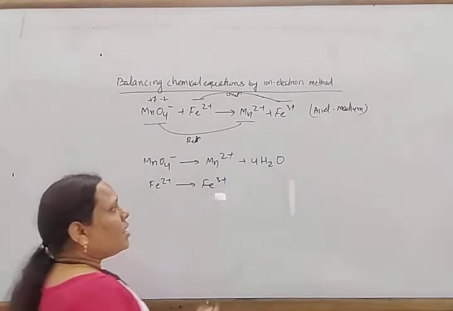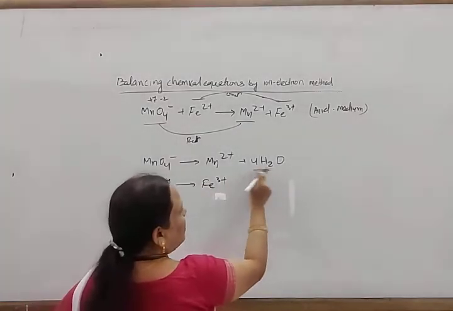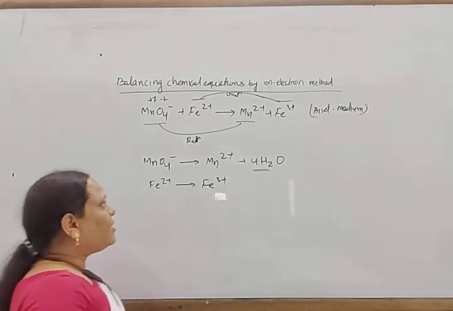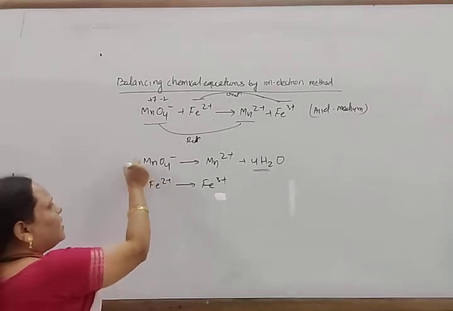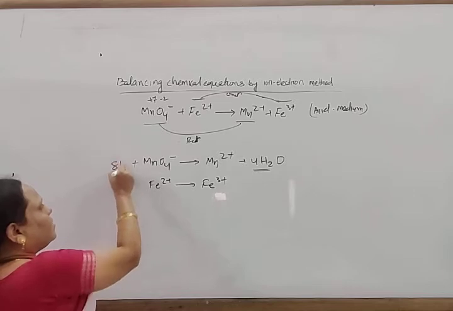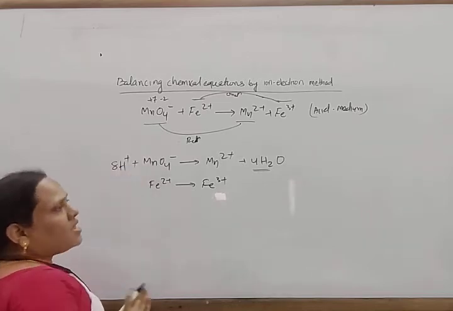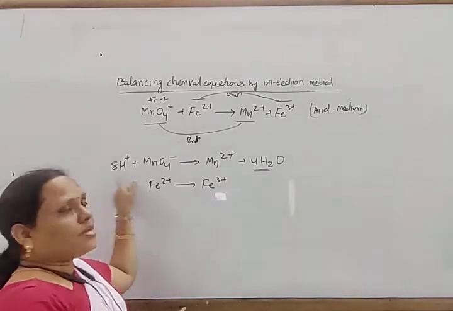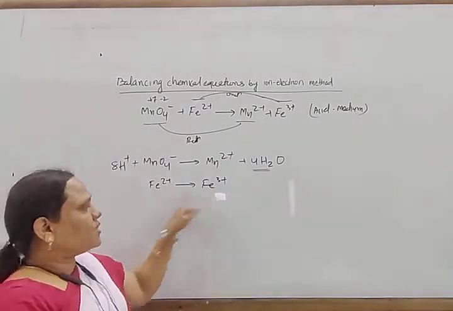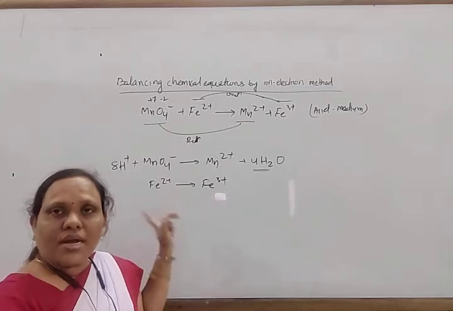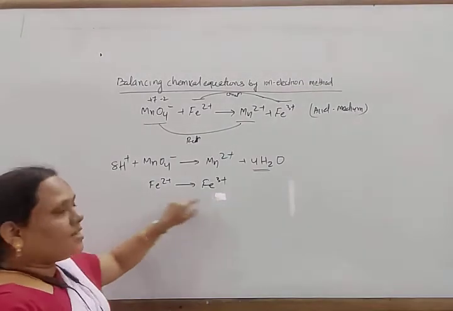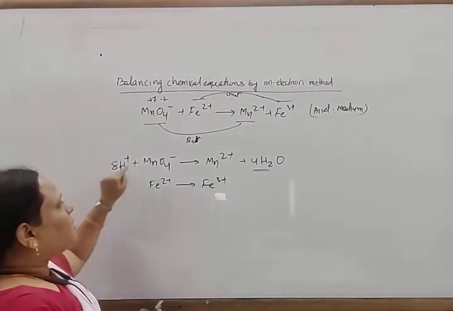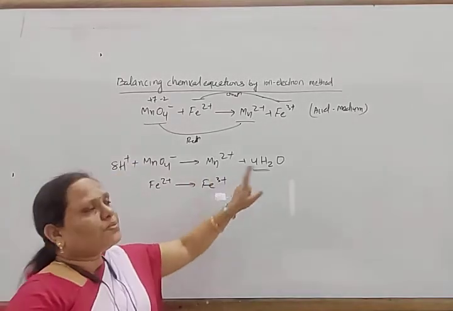Now look here. How many hydrogen atoms are there? Here there are 8 hydrogen atoms, but on the other side there is no hydrogen. So to balance this hydrogen, I have to add 8 H plus. Now atomically this equation is balanced. And here there is no oxygen and hydrogen, so no need to balance it atomically. Already it is in balanced form. So 8H plus, MnO4 minus, Mn2 plus, 4H2O.